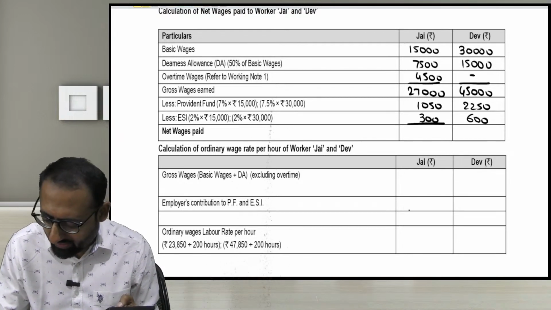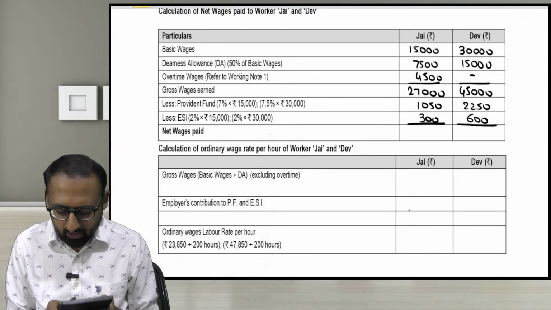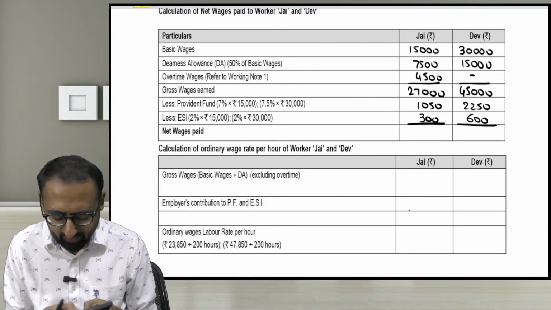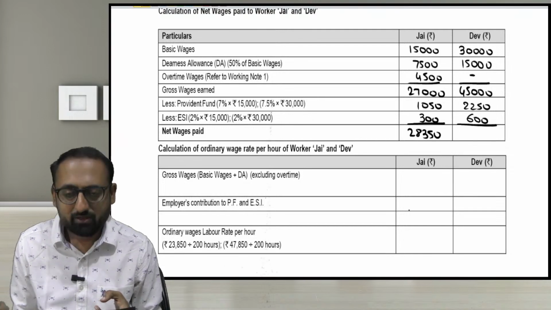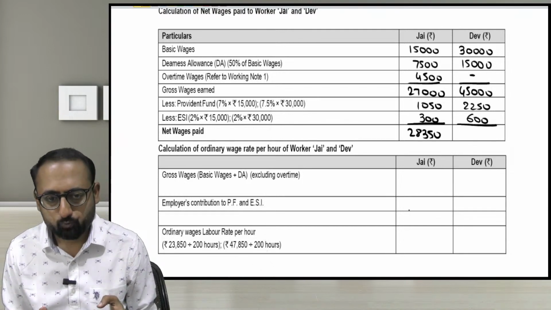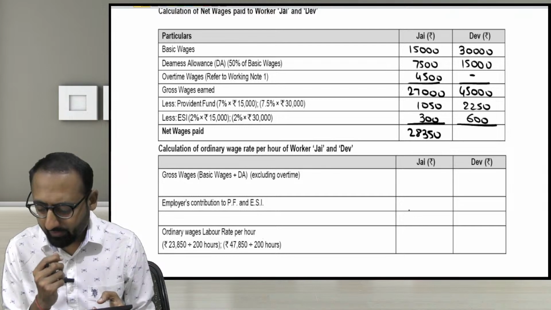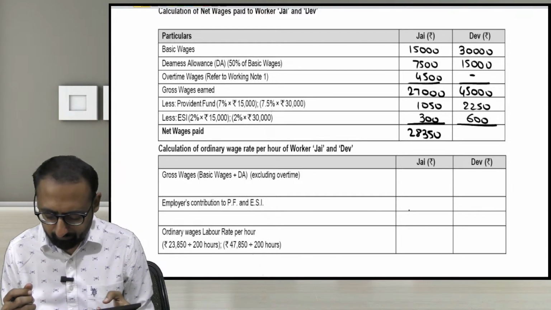Now total wages paid, you can check that. 27,000 plus 1050 plus 300. Total wages paid 28,350. This will be the total labor cost. Correct. Next one.